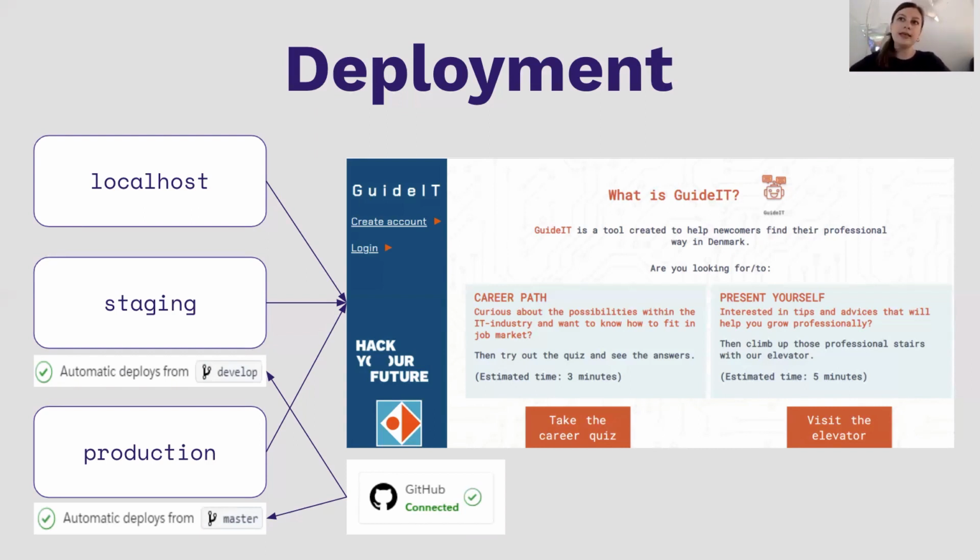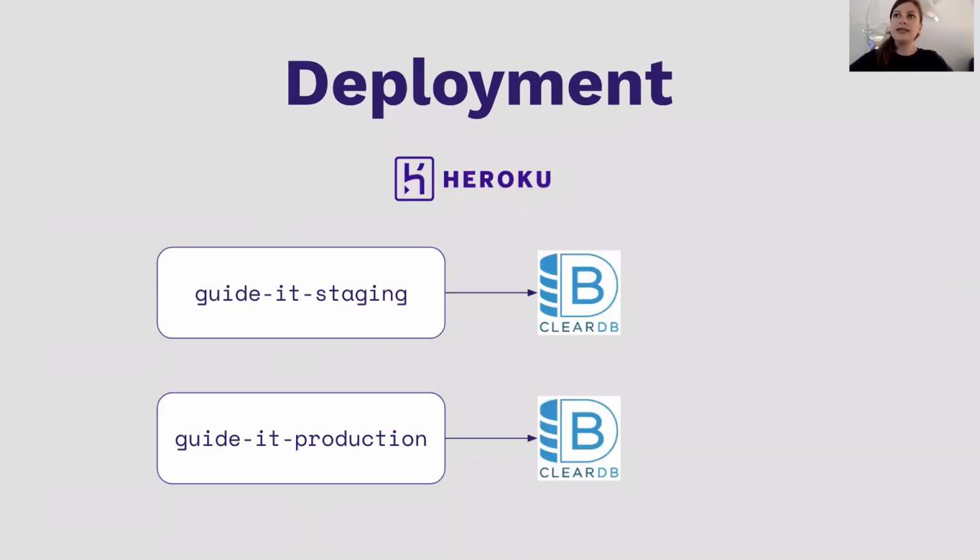To implement the scheme, we had two different branches. Develop, which was automatically deployed on staging, and master, which was automatically deployed on production. And we merged develop into master only when we had no bugs and everything was running. Also, we had different databases, and all of us had access to the GuideIT Staging DB just to see what data we have there, how it works, and what we should do next.